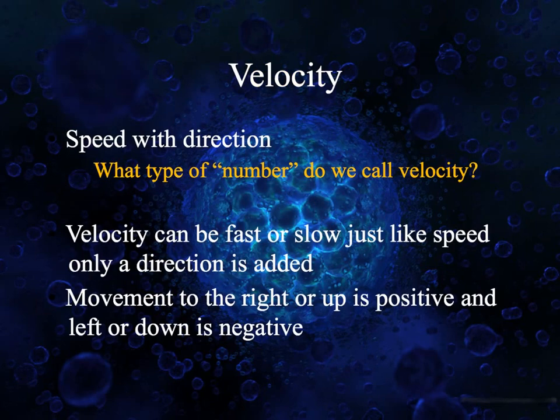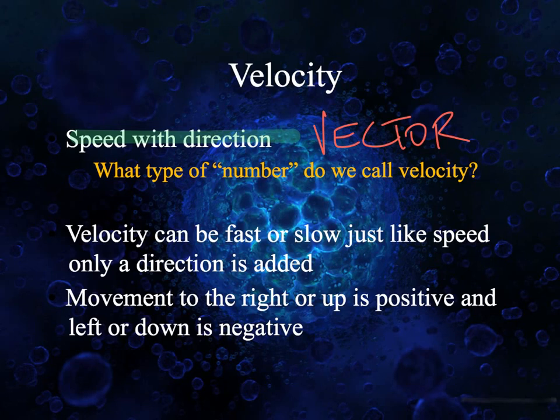Velocity, on the other hand, is speed with direction. So speed was really just a number, just a value. But once we add direction to that speed, we are now velocity. We're now a little bit more important. We have not only a number, but we know where we're headed. We have a direction attached to it. So we can say that velocity is a vector. Velocity is a vector because it has that direction associated with it.